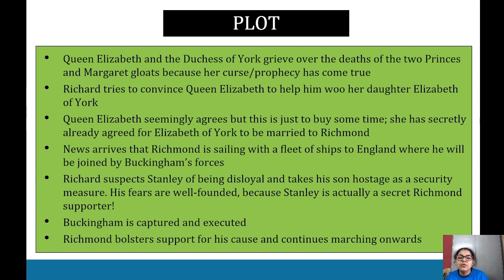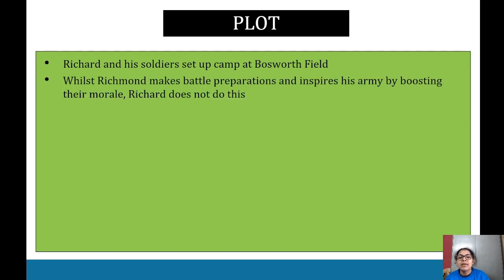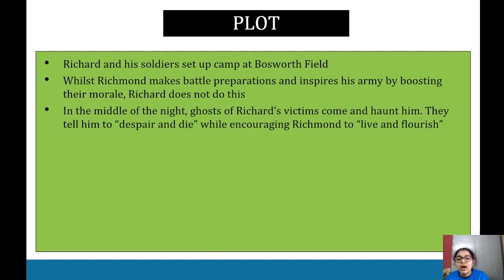Richmond bolsters support for his cause and continues marching onwards. He's coming from France, he's coming to England. Richard and his soldiers set up camp at Bosworth Field. Whilst Richmond makes battle preparations and inspires his army by boosting their morale, Richard does not do this. And that again is to show that Richard isn't a good leader.